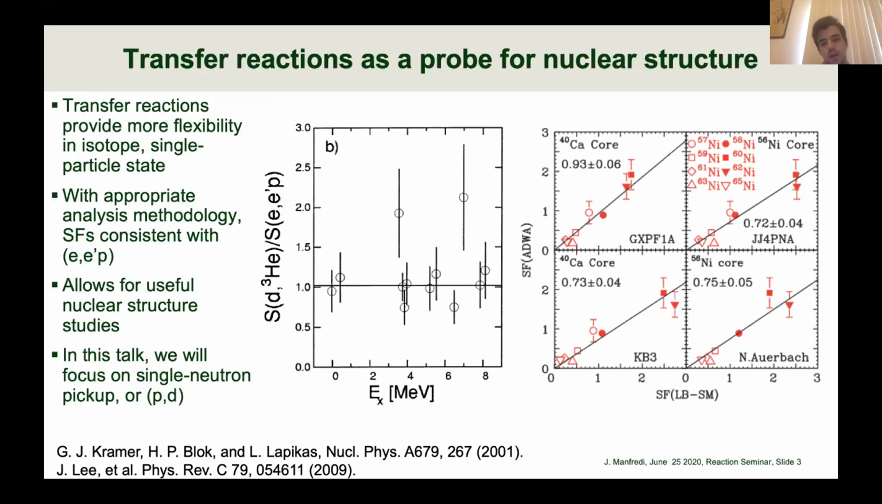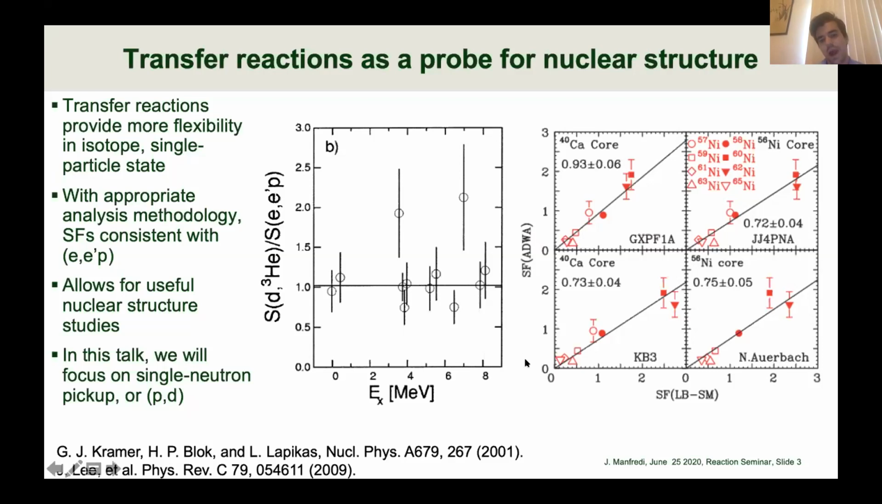So Kramer et al. in 2001 showed that with a consistent and appropriate analysis methodology for, in this case, (d,³He) data, you can get consistent spectroscopic factors, consistent reduction from mean field when compared to the (e,e'p). And I'm going to talk more about an analysis methodology later on. So transfer reactions allow for useful studies in nuclear structure that we wouldn't otherwise be able to do with (e,e'p). And one example is shown here on the right.